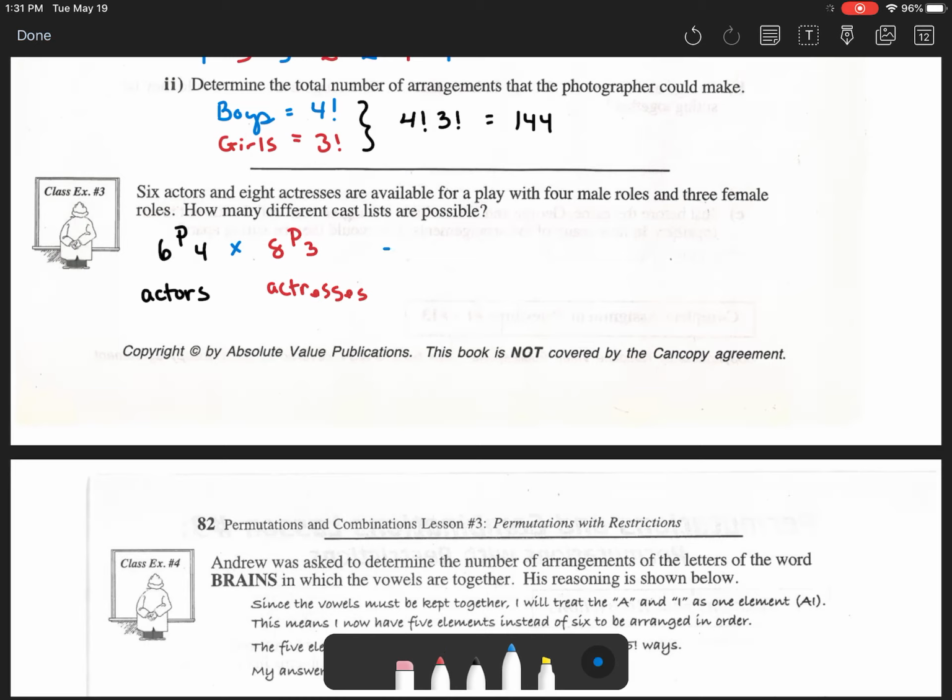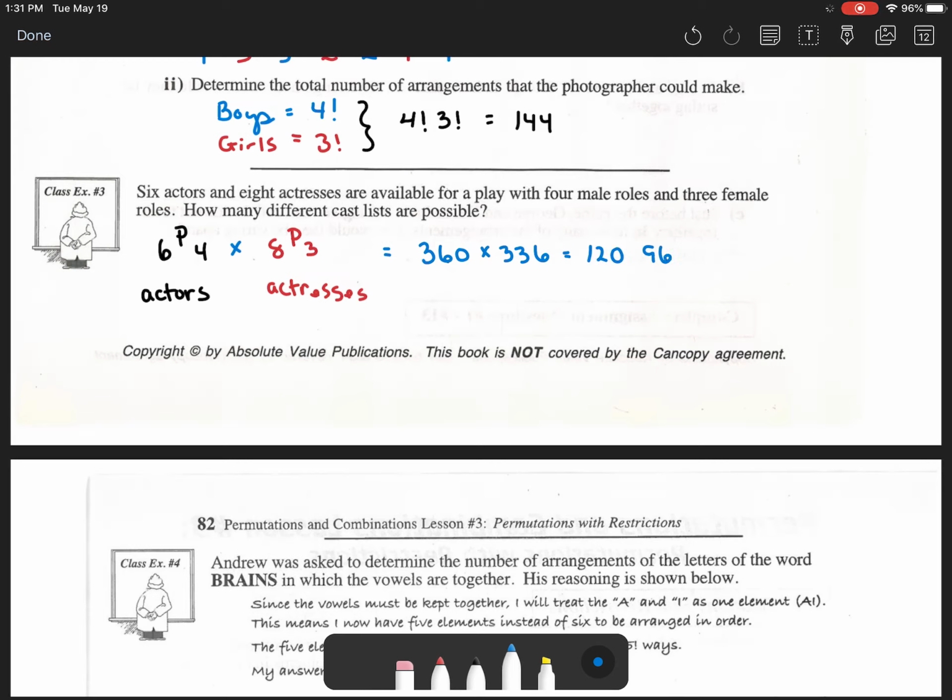So when I do that calculation, I get 360 for the 6P4, and 336 for the actresses. When I take those 2 values and multiply them together, you get 120,960. Okay, so there is your final calculation. All right, turn the page.